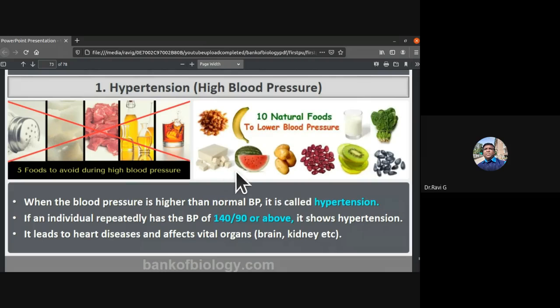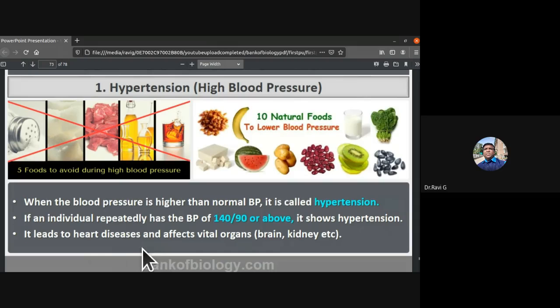You have cheese or paneer, then watermelons, potato, beans, kiwi, passion fruit, broccoli, milk, banana, and here you have palm jaggery. They are all some of the natural foods to lower our blood pressure. Whenever it is 140 by 90 or above, it is considered to be hypertension.